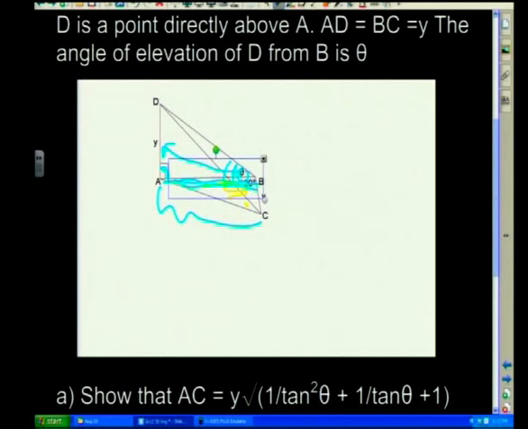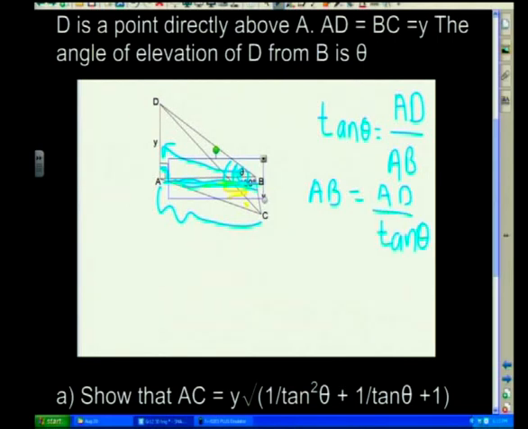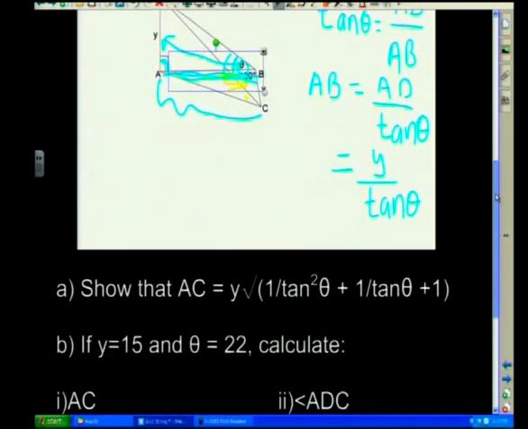Since I'm looking for AB, in that triangle ABD, tan of theta is opposite, which is AD, over adjacent, which is AB. If I rearrange this formula, I get AB is equal to AD over tan theta, by cross multiplying and then dividing. We know that AD is equal to Y. So if I replace AD with Y, I get that AB is Y over tan theta.